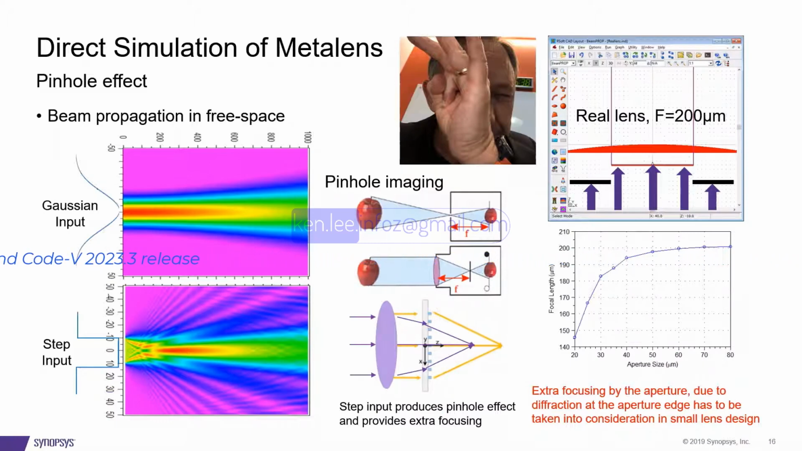To prove the theory, we redid the simulation for a real lens. What we're doing here is to change the computation window, which is the same as varying the aperture size. Shown here is the PPM simulation result. As observed, when the aperture is small, the focal length is indeed shorter than the design value. As the aperture size increases, the result approaches the theoretical result. By checking this, the extra focusing of the aperture, due to the diffraction at the aperture edge, has to be taken into consideration when you are doing a small lens design.